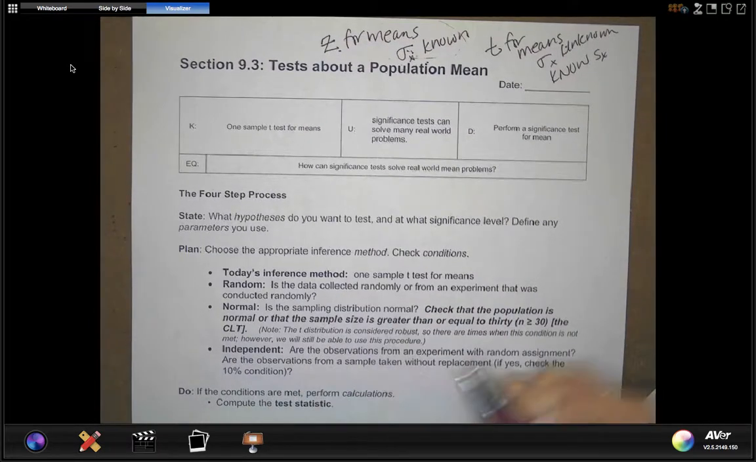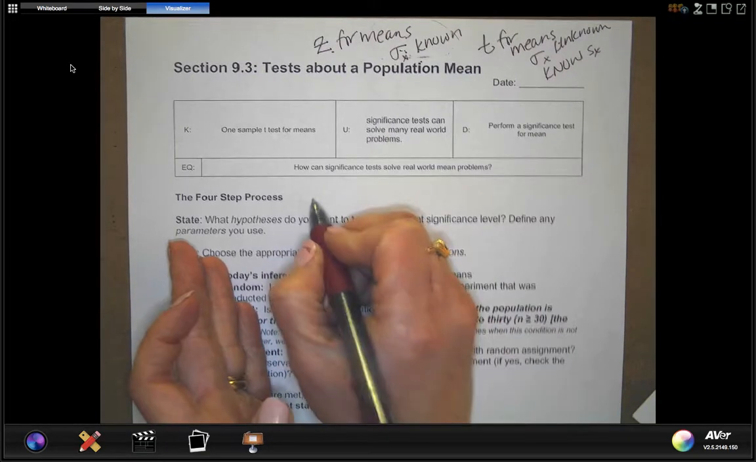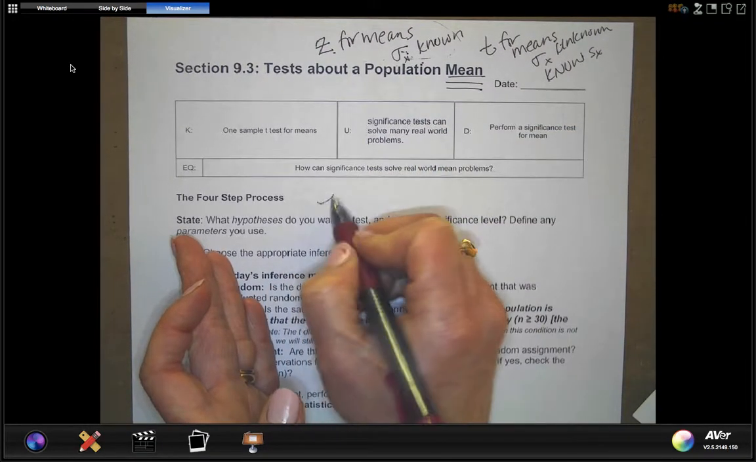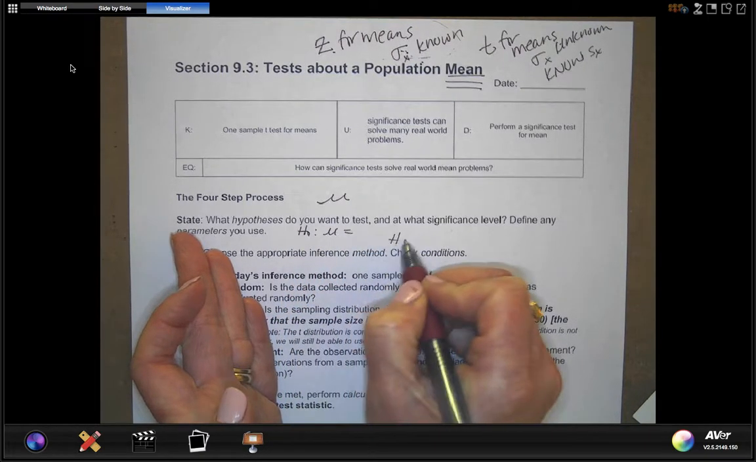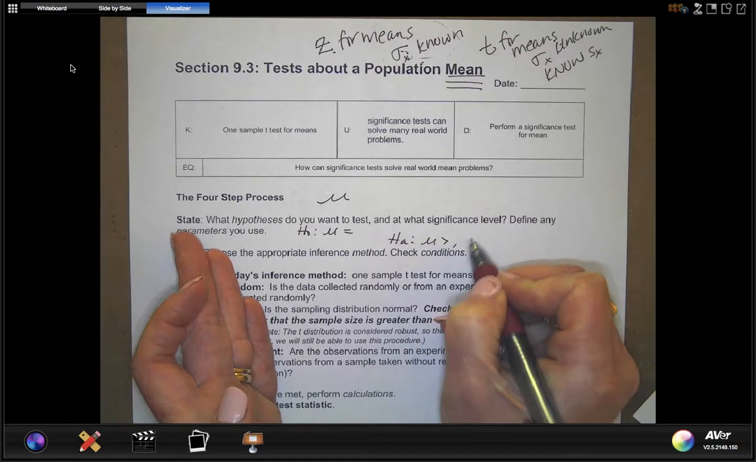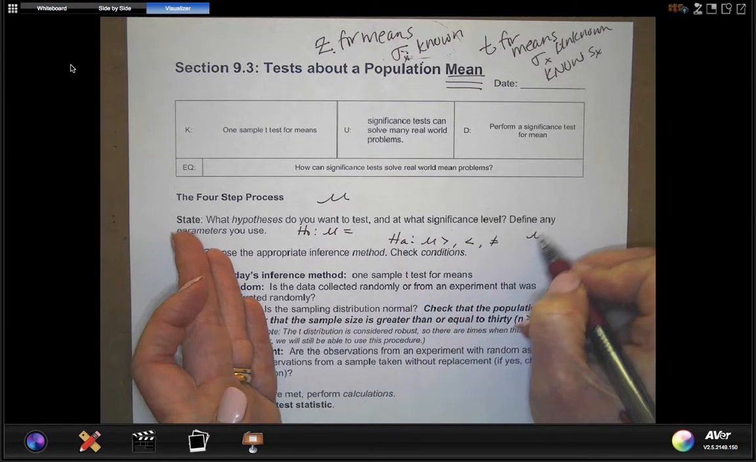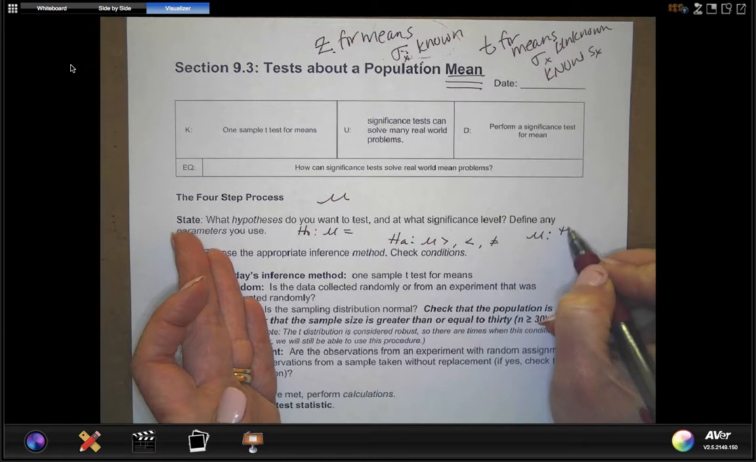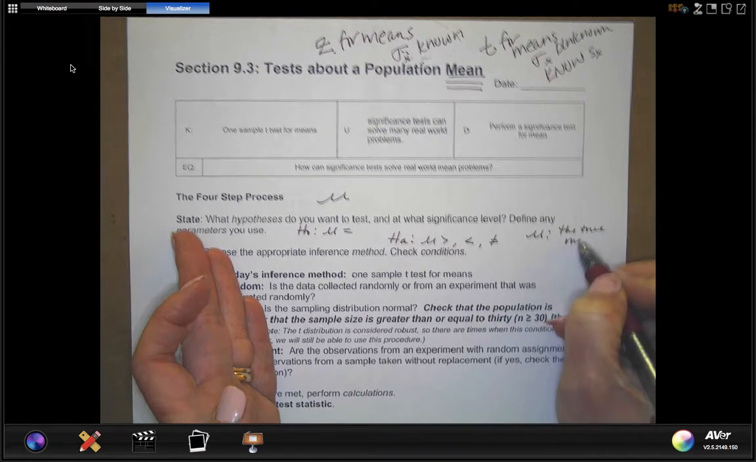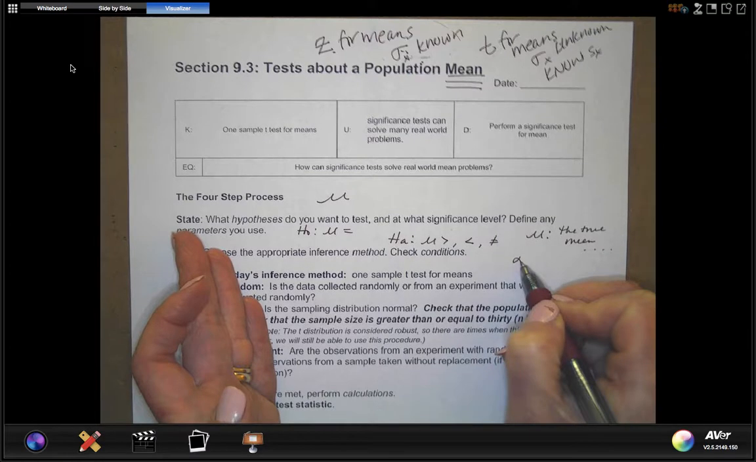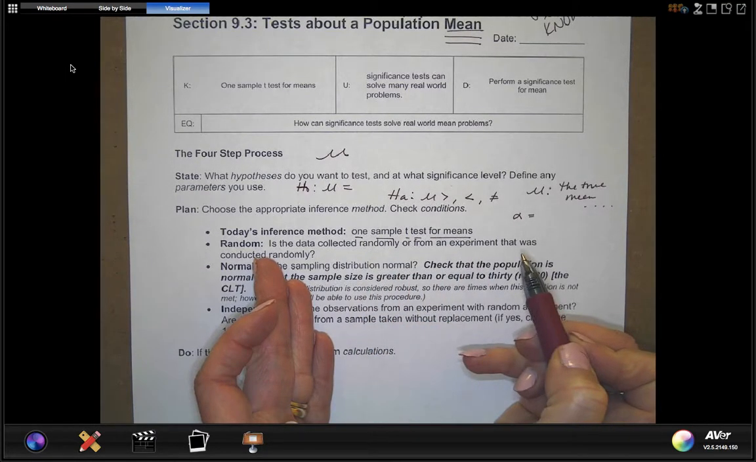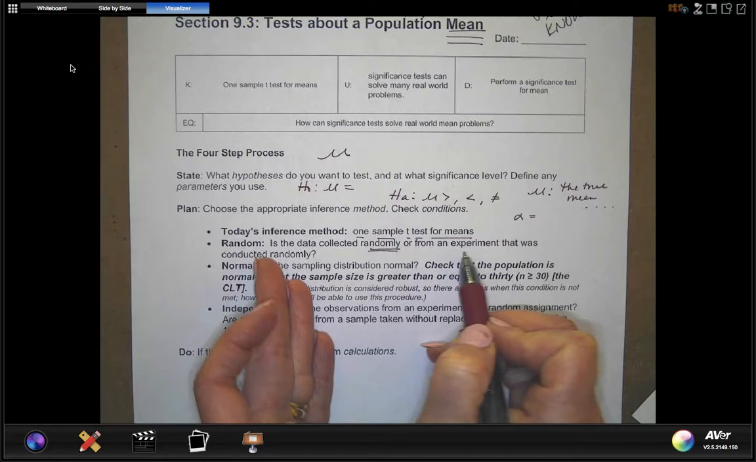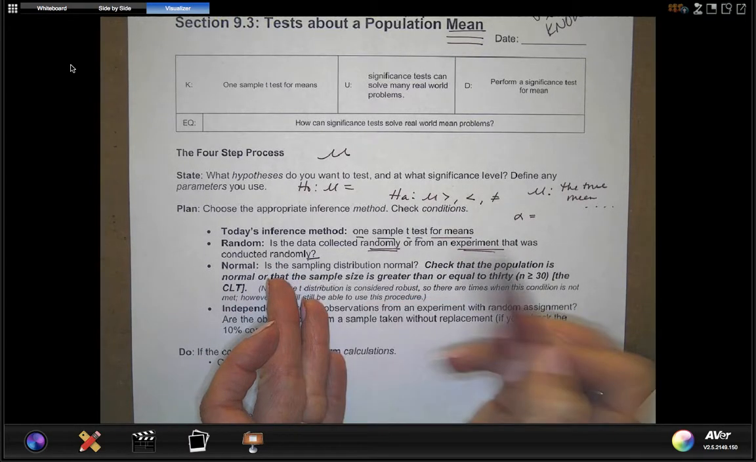So when we write out our hypotheses, we're testing the mean today. So you'd have H0, mu is equal to, HA, mu is greater than, mu is less than, mu is not equal to. And again, you want to define mu, so the true mean, blah, blah. If you need to, pick a significance level here. All right, your method. So it's a one sample t-test for means. The random check we want to check, or is it from an experiment with random assignment?